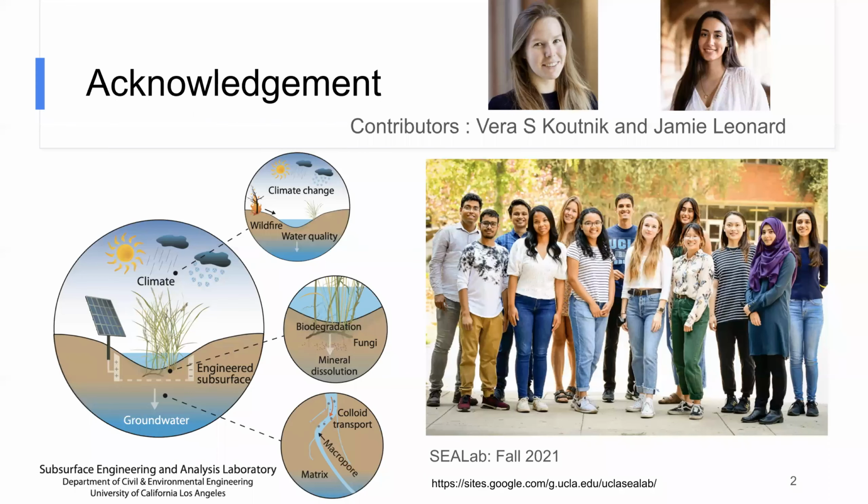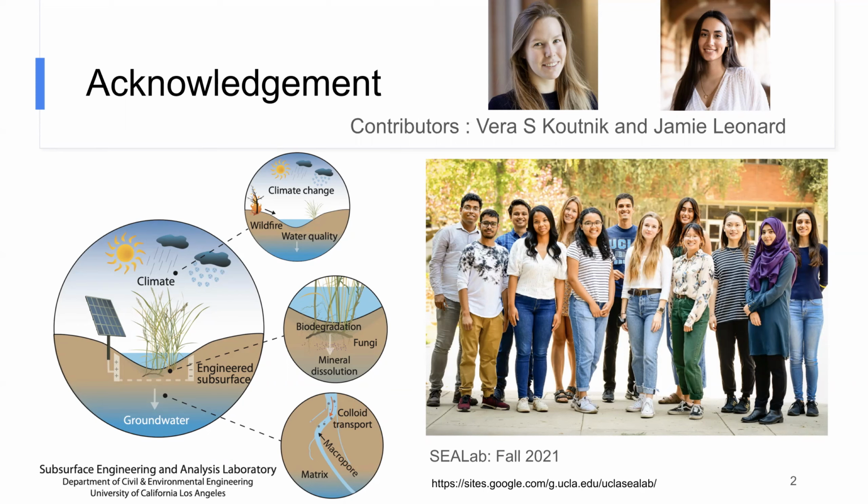Before I present all the materials, I'd like to acknowledge that this work is done partly by two PhD students, Vera Kotnik and Jamie Leonard. Vera did most of the work on stormwater, and Jamie has worked mostly on the air transport as well as the detection of microplastics. And this is my group, at least part of the group, and many undergrad students contribute to this work. My lab mostly works on subsurface engineering and analysis.